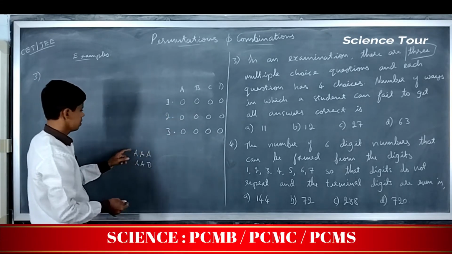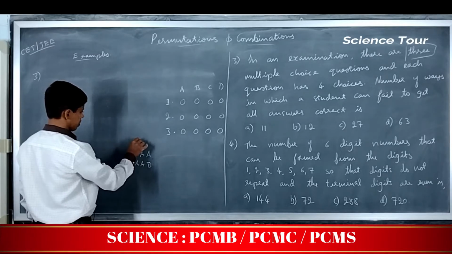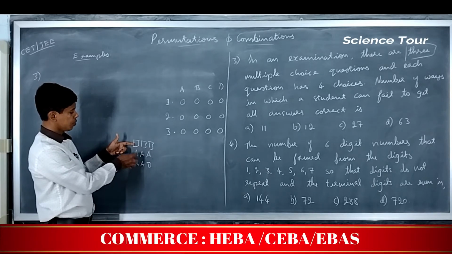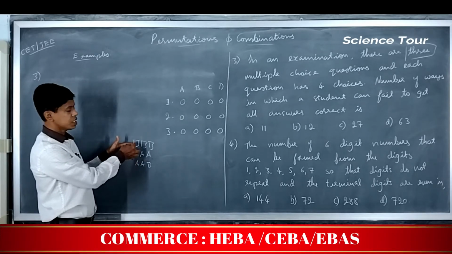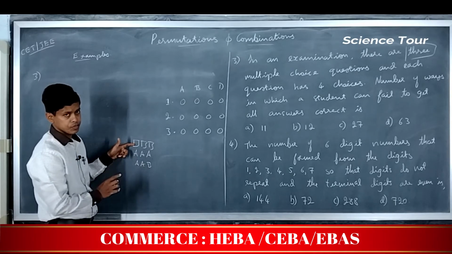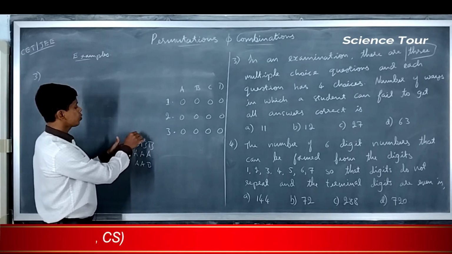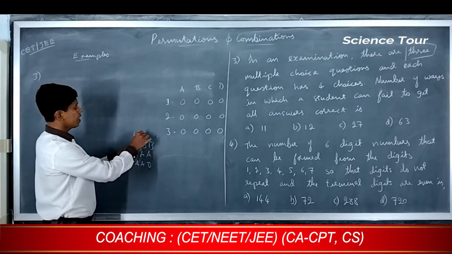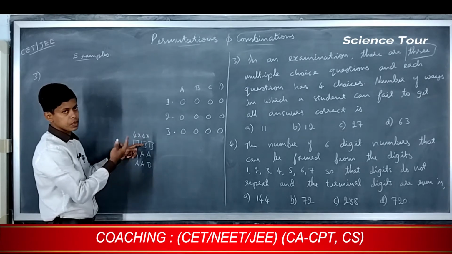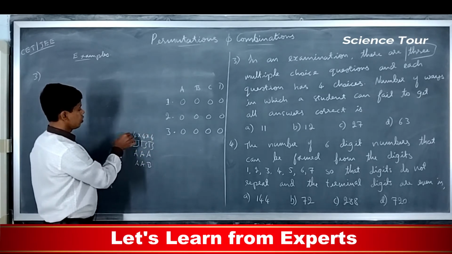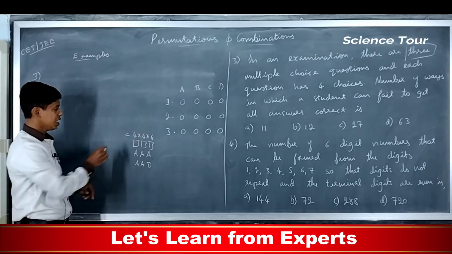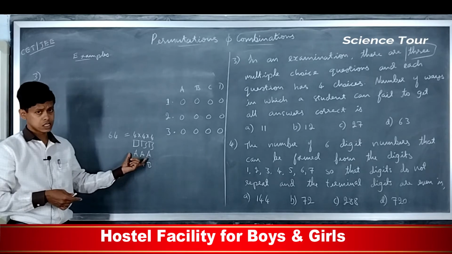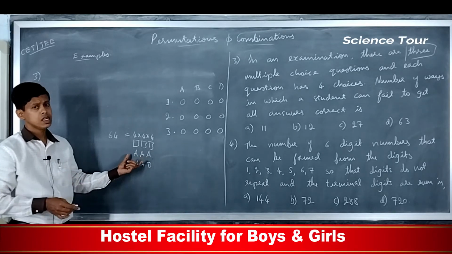See, in the first place, how many options do you have? You can put A, you can put B, you can put C, you can put D to generate one code, right? So you have 4 options out of A, B, C, D. You can take any one. In the second place, you can again put 4. A can be repeated, right? And in the third place you can put 4. So there are totally 64 possible codes, possible answers which a student can give.